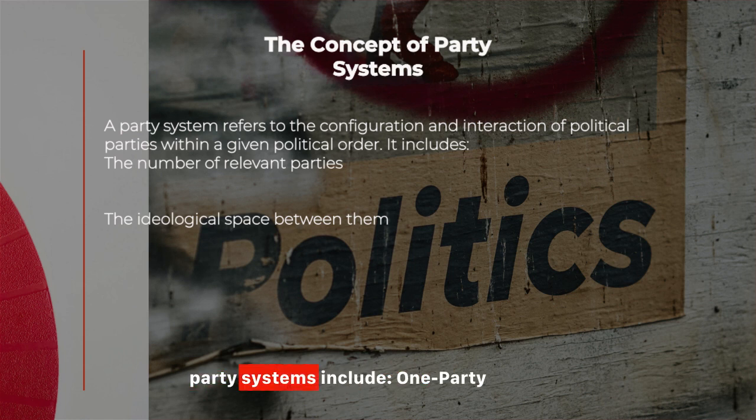Key types of party systems include one-party systems, only one legal or dominant party, e.g. China, Eritrea. Two-party systems, two dominant parties alternately control power, e.g. USA, UK. Multi-party systems, several parties compete and often share power, e.g. Germany, India, South Africa. Dominant party systems, multiple parties exist but one remains in control over time, e.g. African National Congress in South Africa, Institutional Revolutionary Party in Mexico for decades.